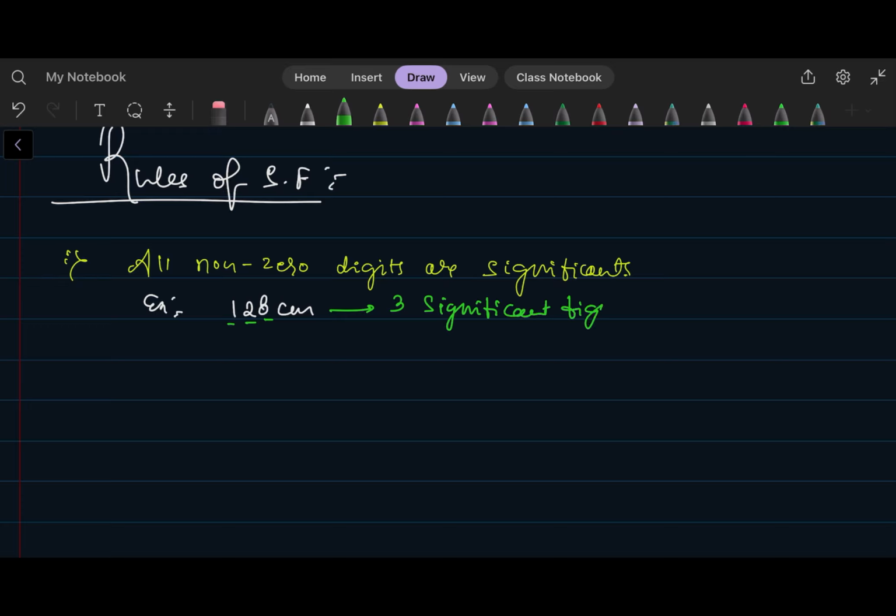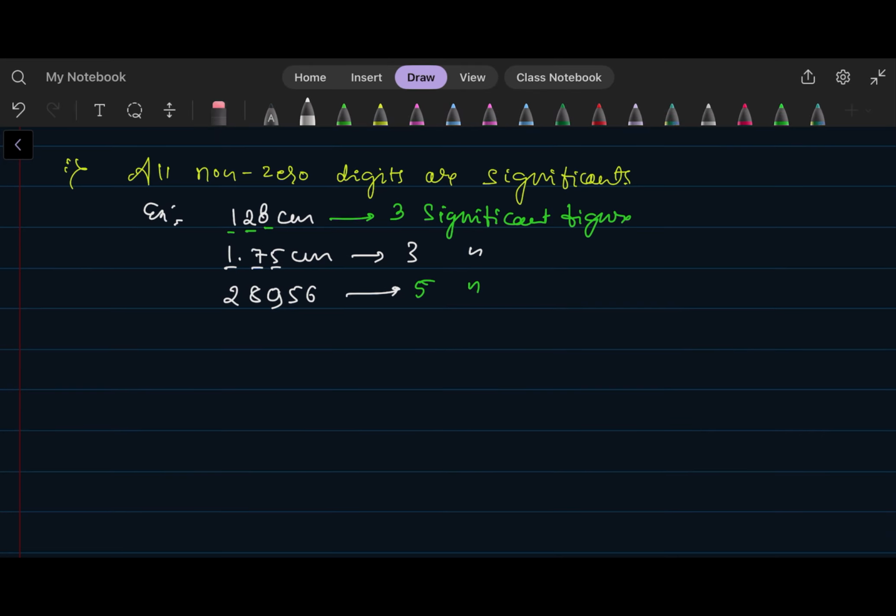This is how we need to remember. Next, 1.75 centimeter, that is also 1, 2, 3. 3 is the number of significant figures. If we have 289.53, the total is 5 digits, therefore 5 is the number of significant figures. This is the first rule.